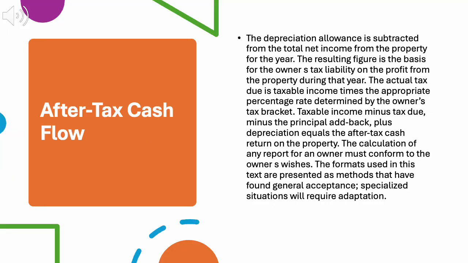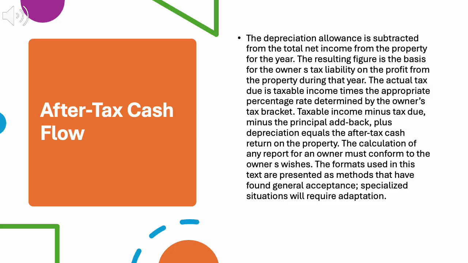After-tax cash flow. The depreciation allowance is subtracted from the total net income from the property for the year. The resulting figure is the basis for the owner's tax liability on the profit from the property during that year. The actual tax due is taxable income times the appropriate percentage rate determined by the owner's tax bracket. Taxable income minus tax due minus the principal add back plus depreciation equals the after-tax cash return on the property.